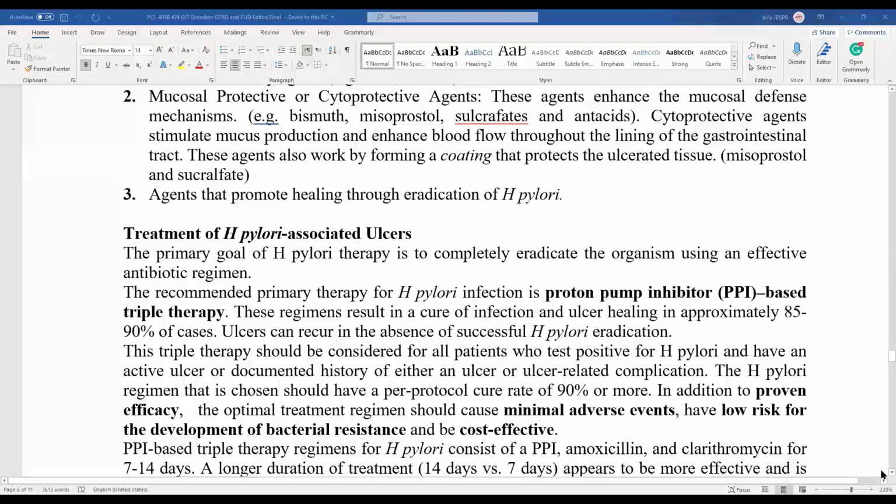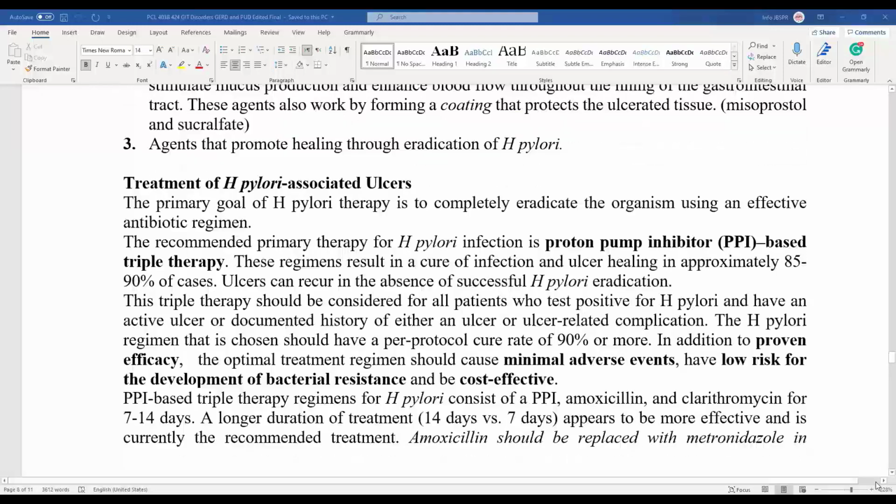So, treatment involving H. pylori, because our time is almost up, just give me 3 minutes, we run through, since you have your notes. Treatment of H. pylori associated ulcer. We want to completely eradicate H. pylori by using an effective antibiotic regimen, and usually it's a combination therapy. So the primary therapy for H. pylori infection is proton pump inhibitor based triple therapy, so that this can cure the infection and heal the ulcer. And this happens in 85 to 90% of cases.